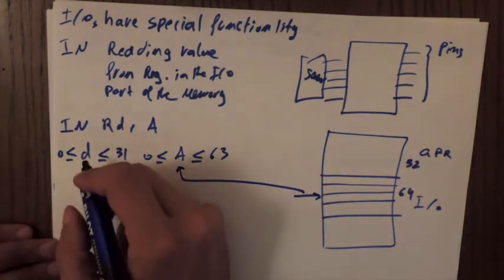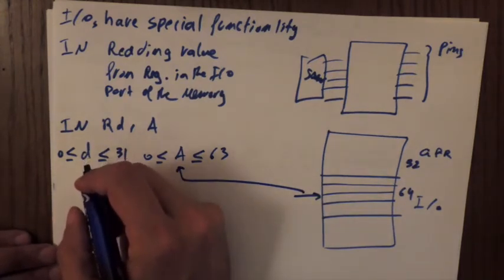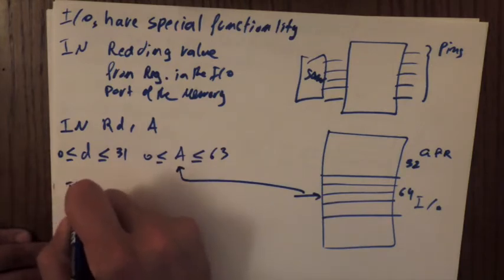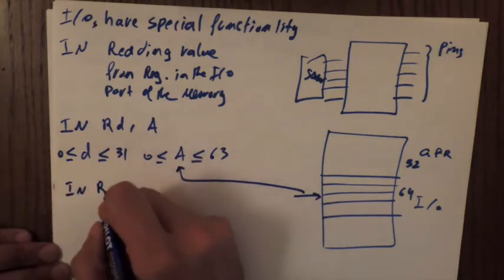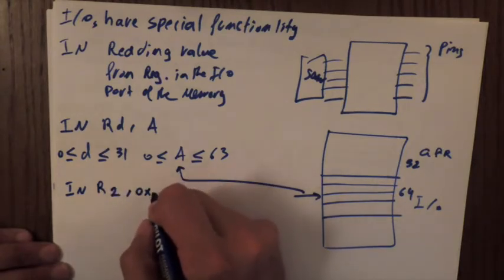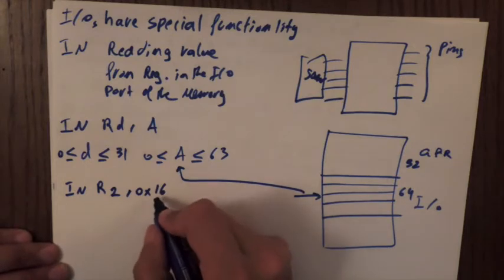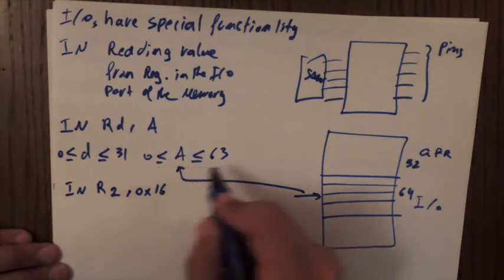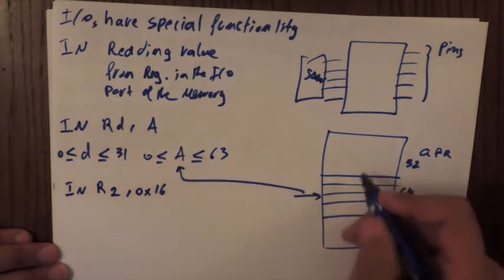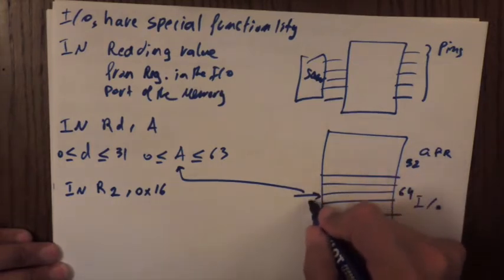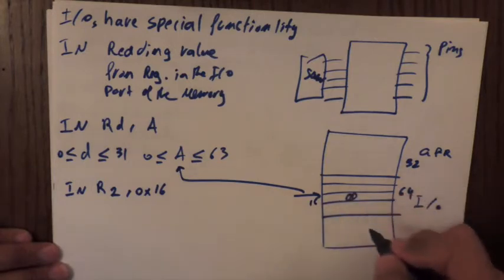So let's take an example. I can do something like in R2, 0x16. So does this work? Is 16 of course between 0 and 63? Yes. So it searches for the address which is 16 and reads from it.